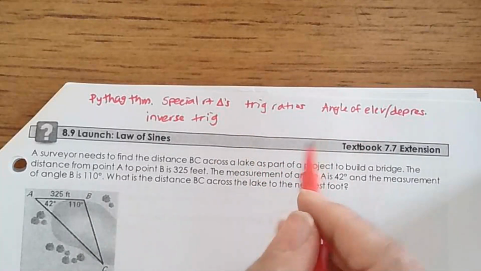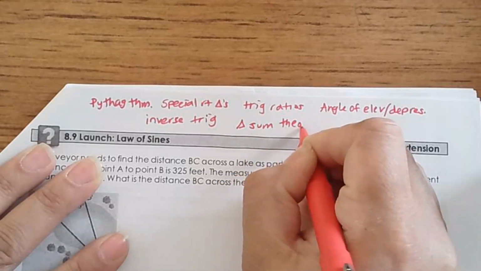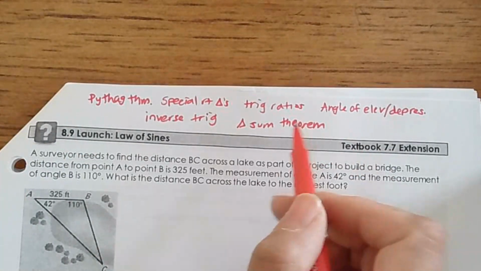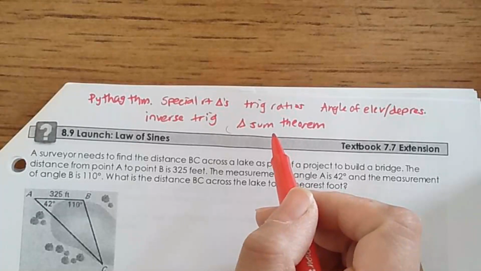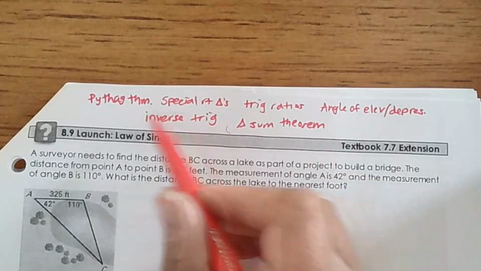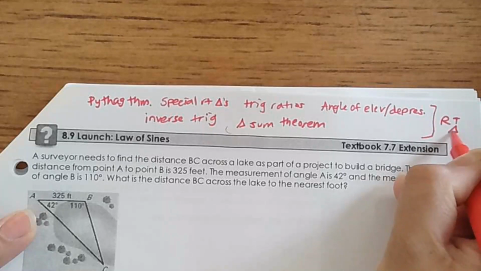In addition to that, I'm going to add the triangle sum theorem, because that's something we knew from before that helps us find all the missing angles in a triangle. That's for any triangle, but we know if we have a right triangle that the other two angles have to add up to 90 as well. So this is everything we already did, but this was all for right triangles. We were able to do all of this for right triangles.